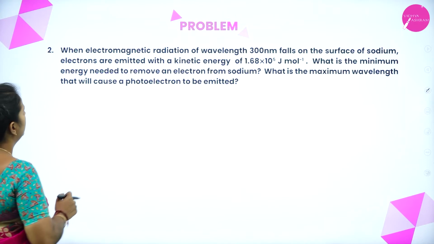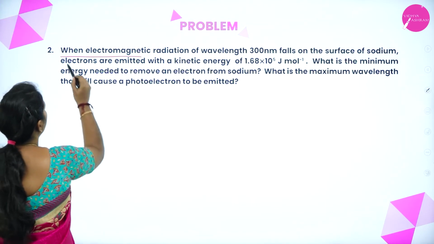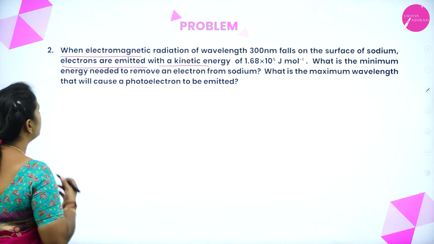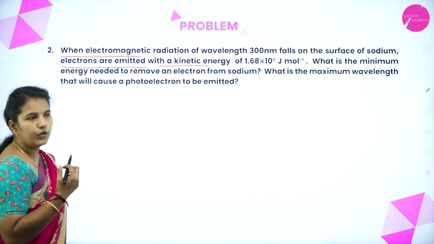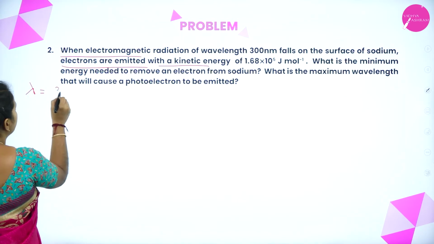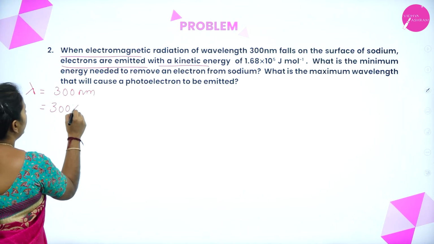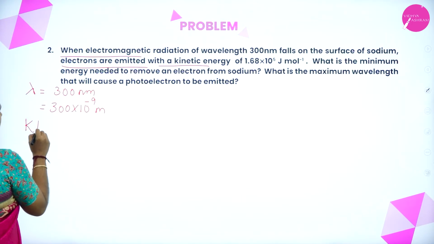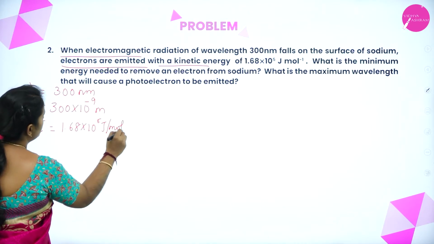Now let us solve another problem. When electromagnetic radiation of wavelength 300 nanometers falls on the surface of sodium, electrons are emitted with kinetic energy 1.68 into 10 to the power of 5 joules per mole. What is the minimum energy needed to remove an electron from sodium, and what is the minimum wavelength that will cause photoelectrons to be emitted? Here they have given lambda, the wavelength, that is 300 nanometers. So we need to convert it into meters, that is 300 into 10 to the power of minus 9 meters. Also they have given the kinetic energy, that is 1.68 into 10 to the power of 5 joules per mole.